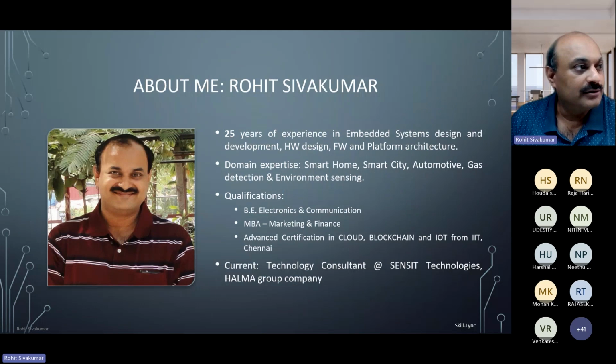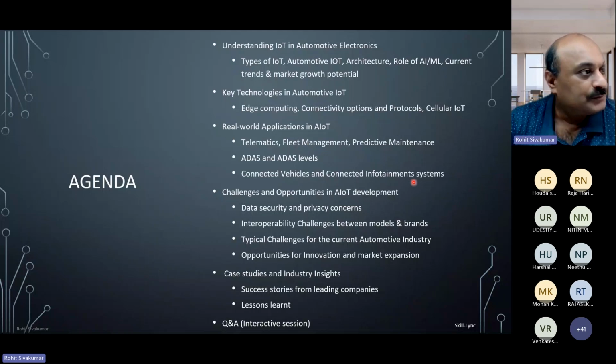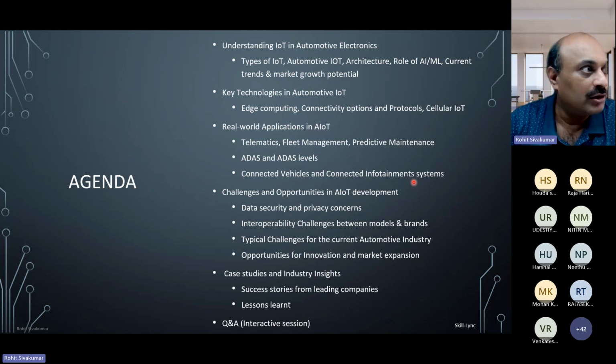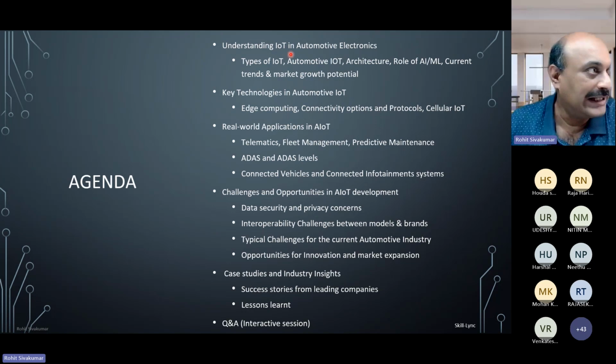A short intro about me. I'm going to skip the slide. So in today's session, I'm going to cover right from what IoT is about, how it evolved, and how it has completely changed the landscape of today's IoT market, both for the consumer as well as for the manufacturer. So we're going to explore on that front.